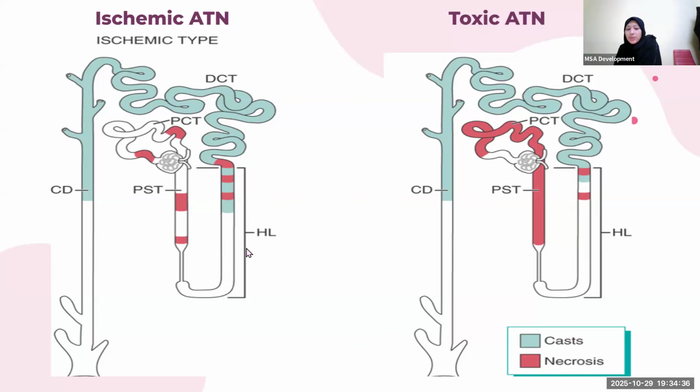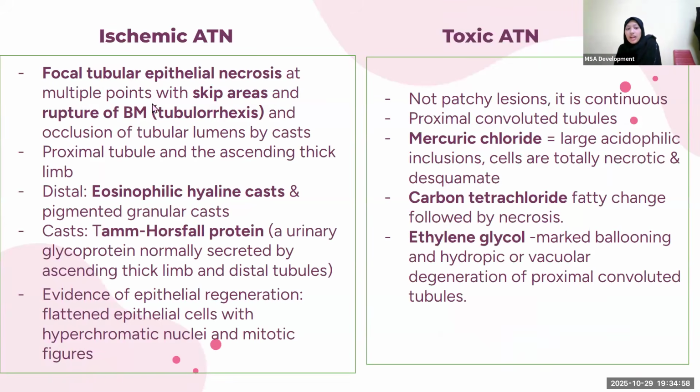So, for example, this loop of Henle here, the red parts need more oxygen, so they are the ones that are affected, for reabsorption and things like that. So the parts that do not need that much oxygen are not affected in ischemia, whereas toxic will affect everything. I hope that makes sense. So ischemic has skip areas and rupture of basement membrane, in other words, tubulorrhexis.